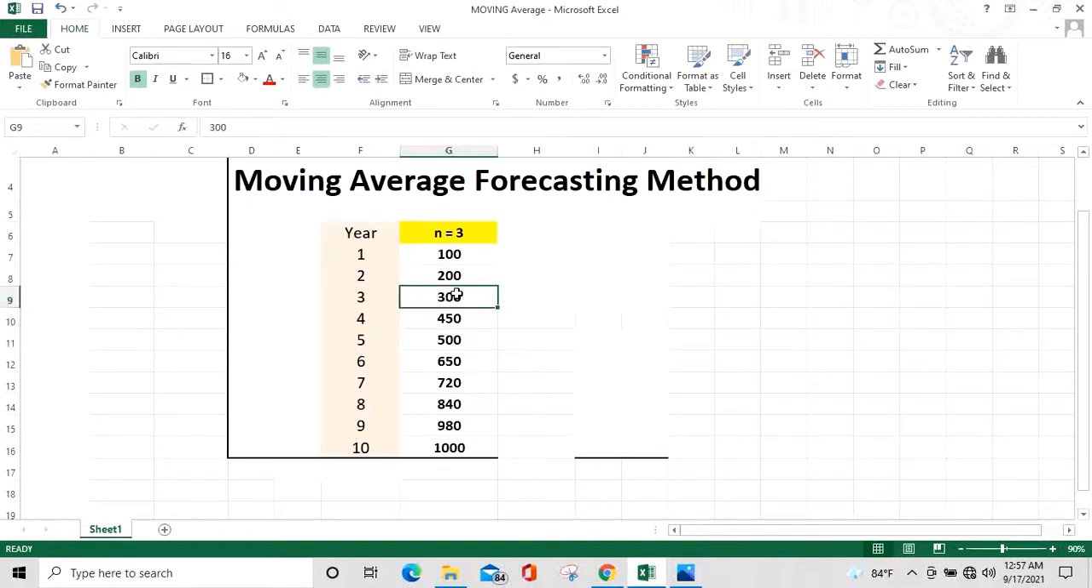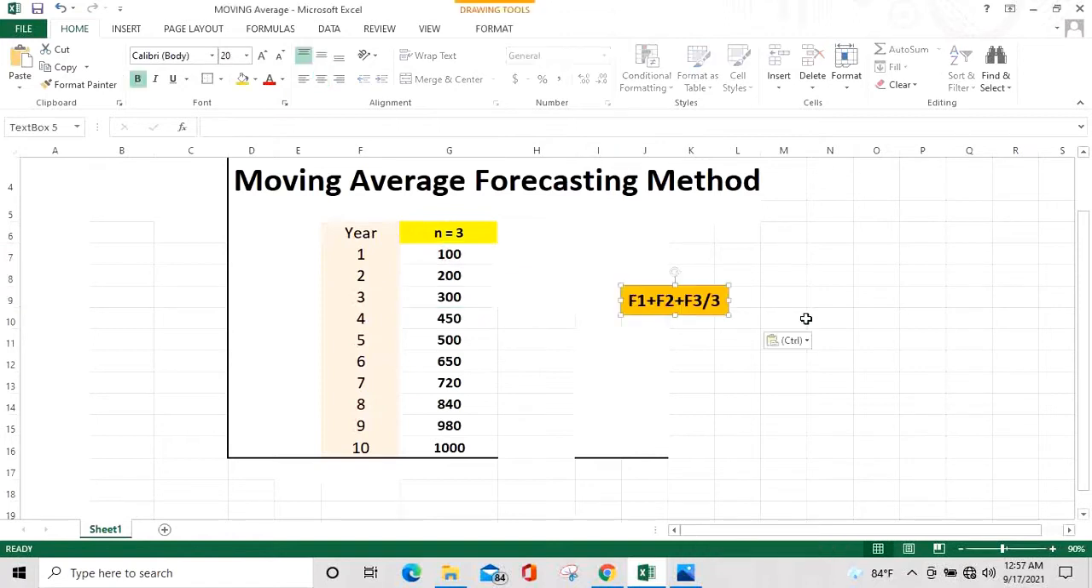So n is equal to 3, so you have to calculate the forecast for year 4 by calculating the previous 3 years' data. There is a formula for calculating the moving average method. Here n is equal to 3, so you have to calculate the forecast for year 4. The calculation would be f1 plus f2 plus f3 divided by 3.